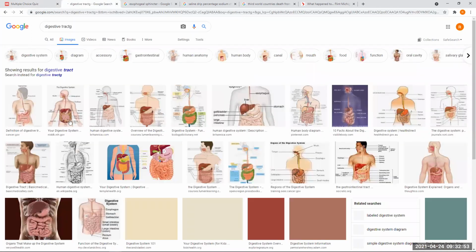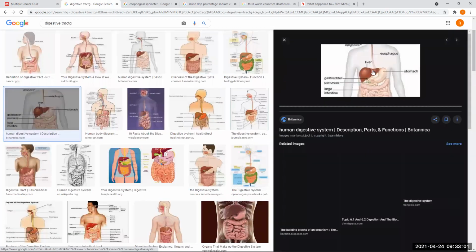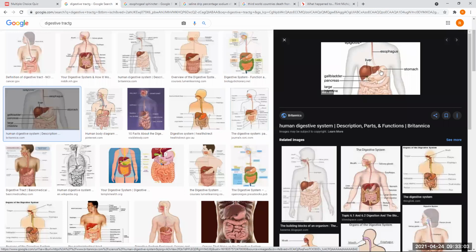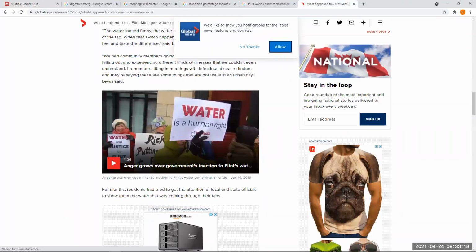I hope it picks it up. If you were to look at the digestive tract very simply, in fact, this one is better and it will pick it up. So you have the esophagus. The stomach is directly attached. So from the esophagus, it goes to the stomach. It goes to the, what's the other one? Stomach, the esophagus, ascending colon and the rectum, right?